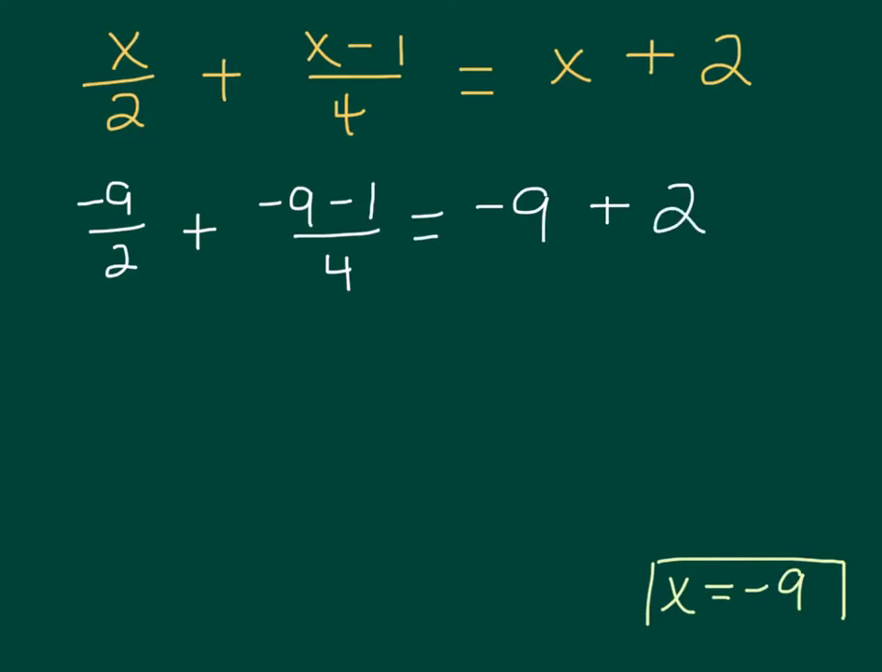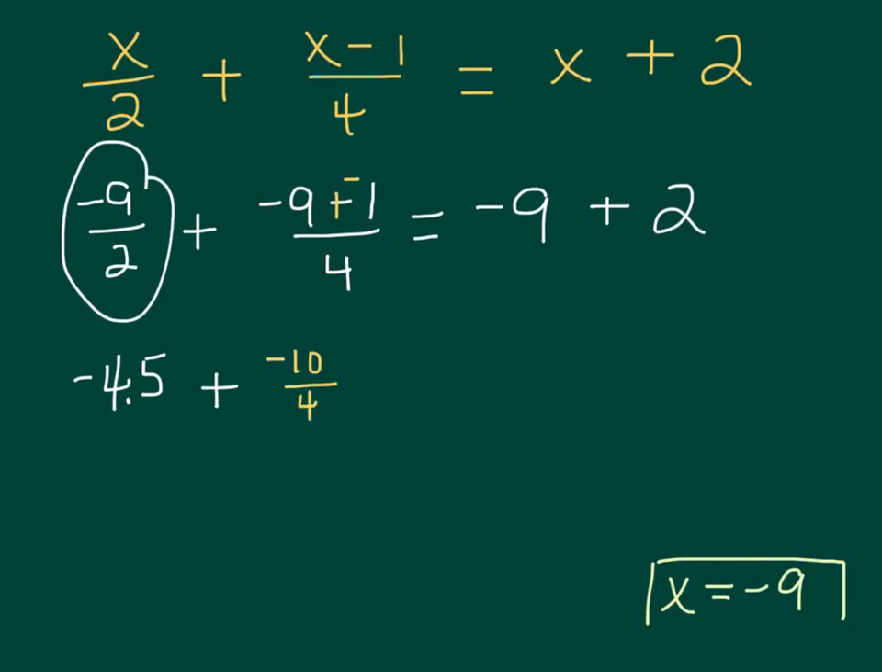Okay, so now I just have to work this out. So right here, this is dividing, so -9 split in 2, I know that's -4.5. Plus, okay, here I need to do the top first, -9 minus 1. Well, I'm going to add the opposite there to make that a little easier. So it ends up being -10 over 4. Okay, so if I want to work that out, I actually know that's -2.5 equals, and then I have -9 plus 2 on the other side.